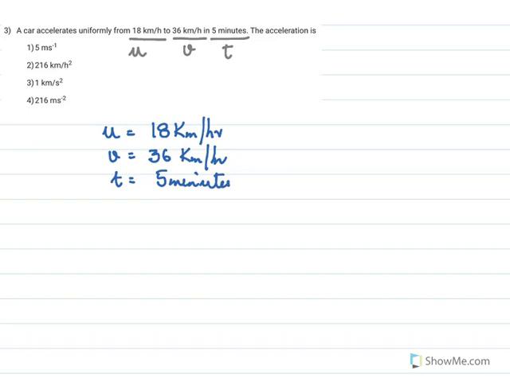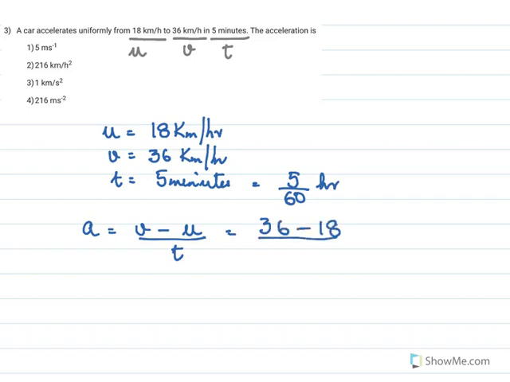We're going to work this sum in kilometer per hour, so the minutes have to be changed into hours. So 5 by 60 will be changing the 5 minutes into hours. So we have a equal to v minus u over t. The v is 36, the u is 18, and the time is 5 by 60. The minutes we have changed into hours.